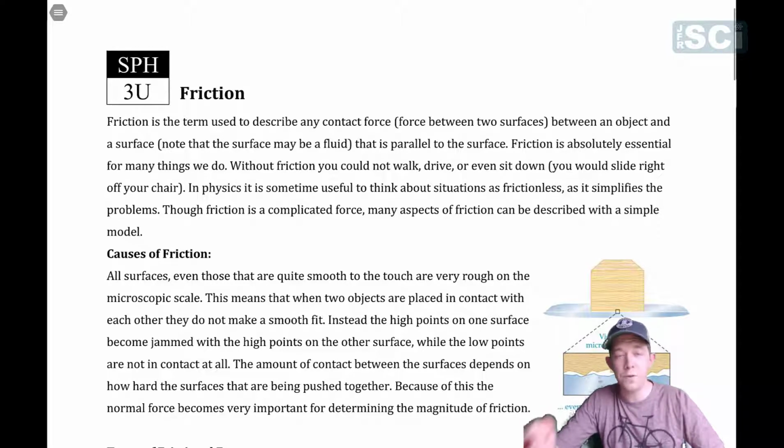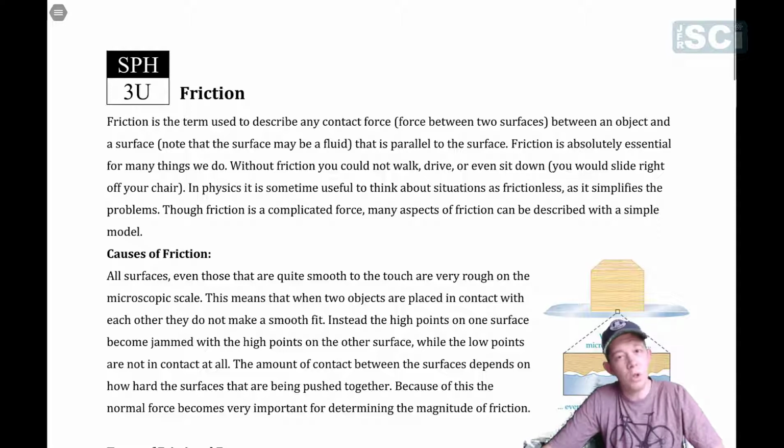Okay, so friction is extremely important in our everyday lives. If we were to have no friction, we would not be able to walk, sit in a chair, or do pretty much everything that we do on a daily basis. So where does friction come from?